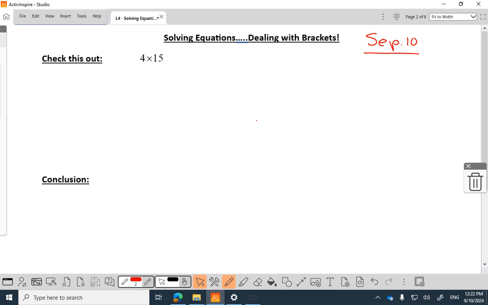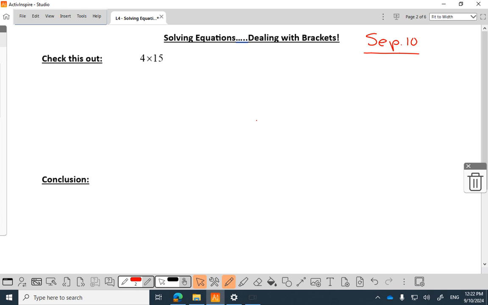Okay. And it looks like I'm doing a problem that doesn't have anything to do with brackets. Well, listen, friends. I know how to do 4 times 15 in my head, and it's not because I'm really smart. It's because I know something about 15 that really helps here. 15 doesn't have to be thought of as 15 if you don't want it to be. You can think of 15 as 10 and 5, and that changes the whole game.